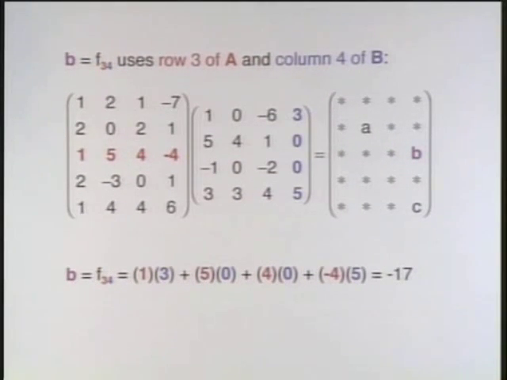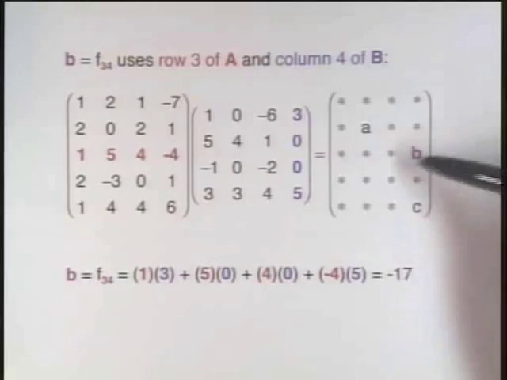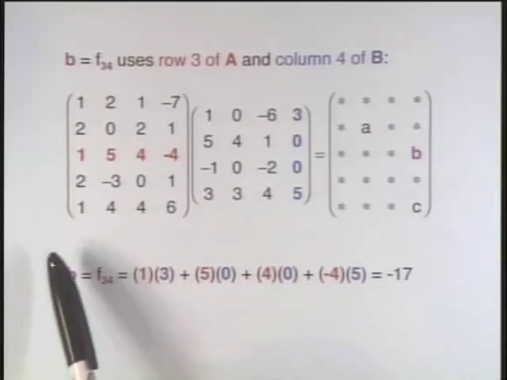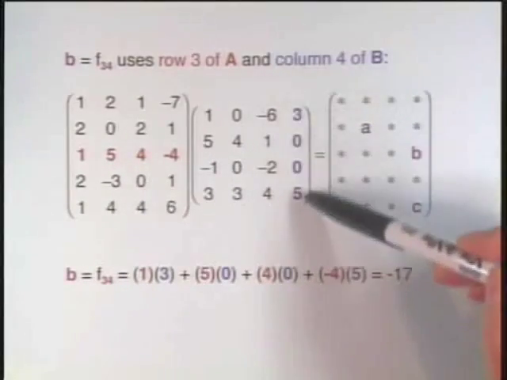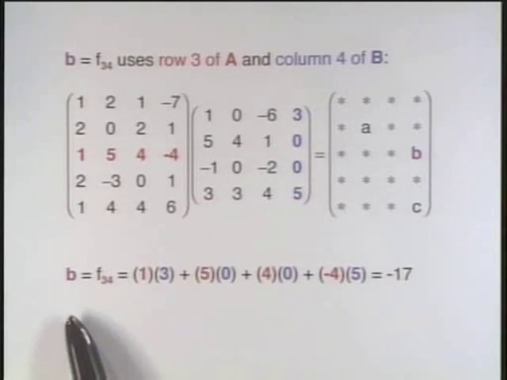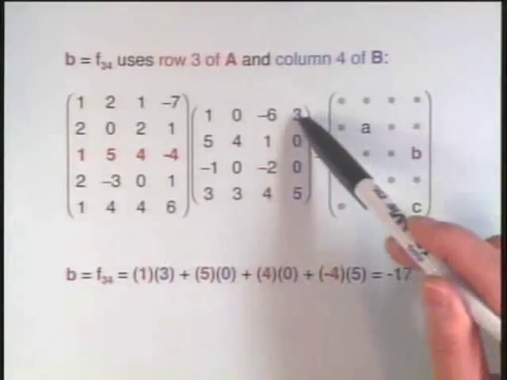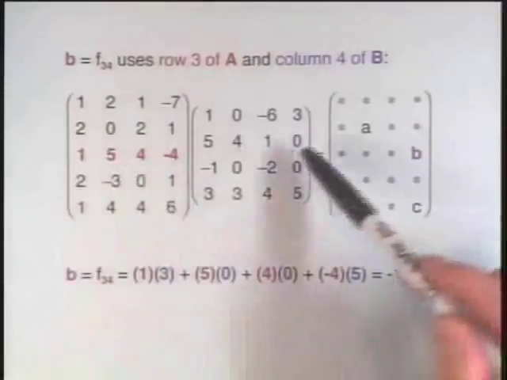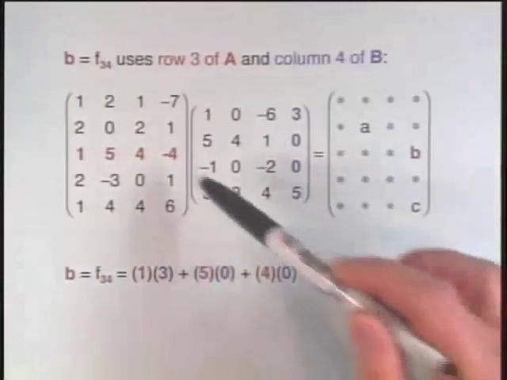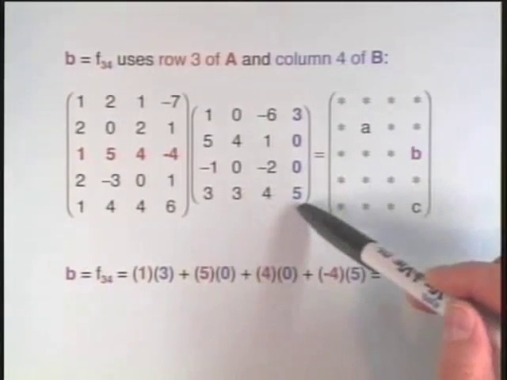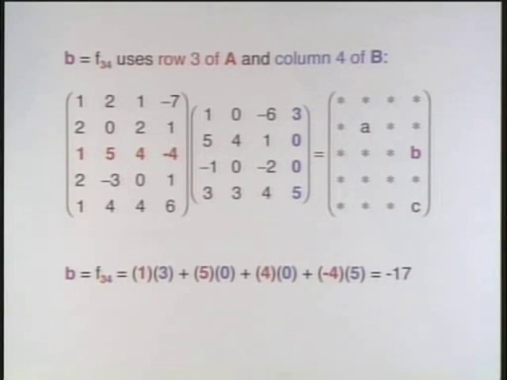B is equal to F34 since it is in row 3, column 4 of F. To calculate B, we're going to use row 3 of A and column 4 of B. B, or F34, is equal to 1 times 3 plus 5 times 0 plus 4 times 0 plus negative 4 times 5 for a value of negative 17 for B.